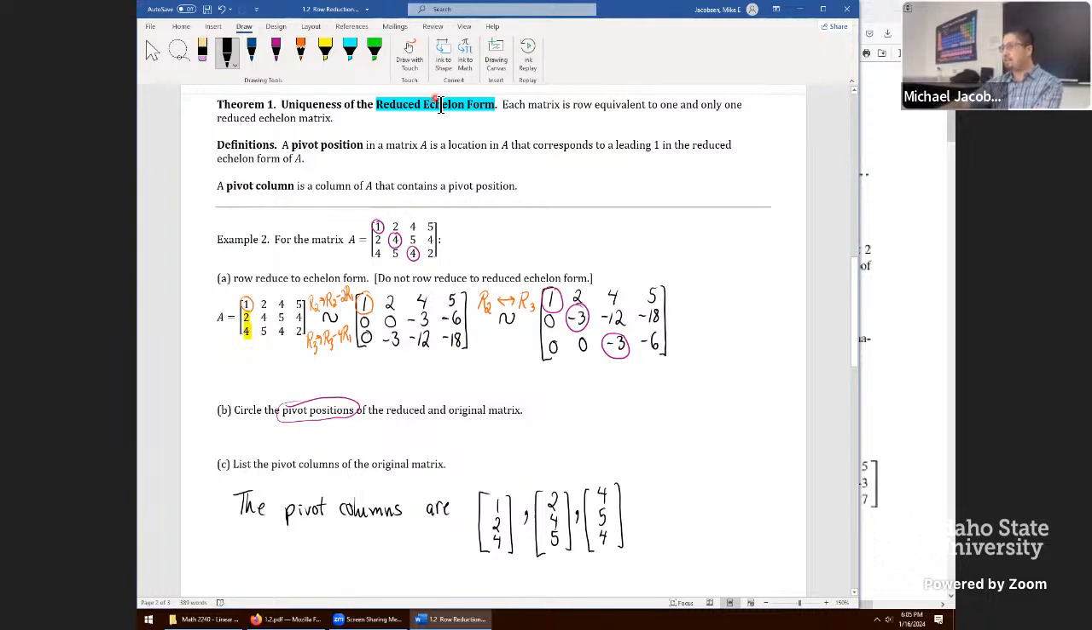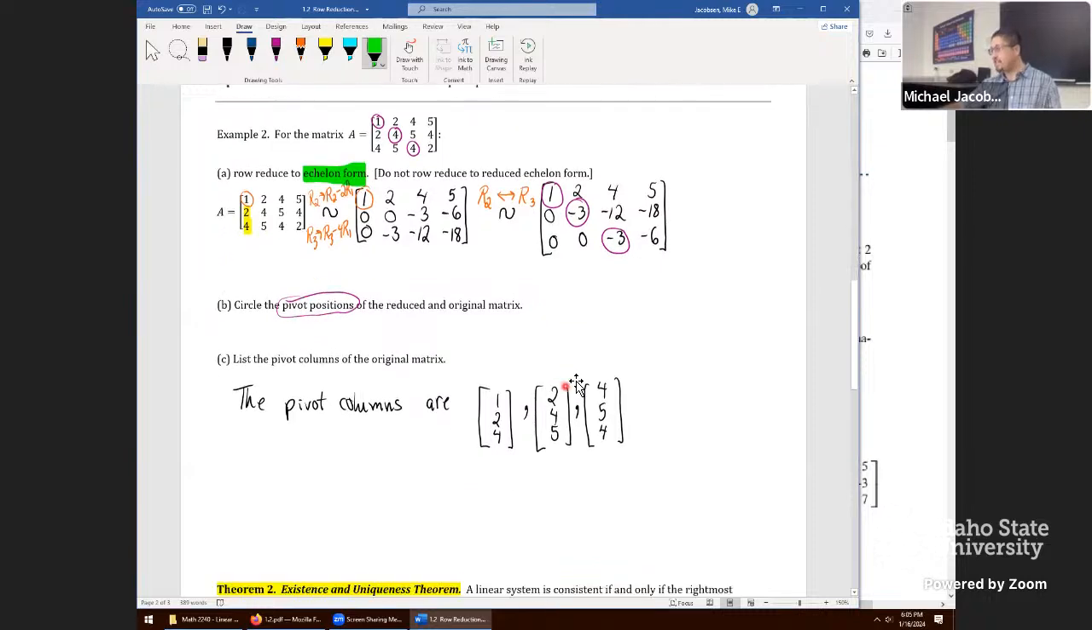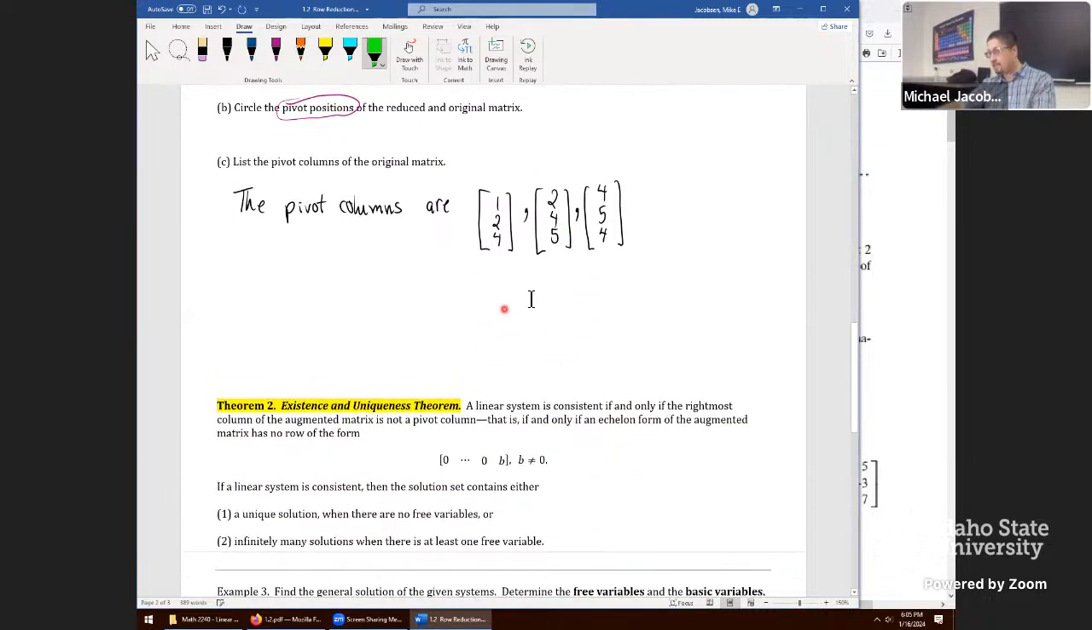That's really just a problem on getting comfortable with reduced echelon form and seeing how it differs from echelon form. Any questions at all, folks, on getting through this one? Okay, well, let's try out a couple more. Going off to the next page.